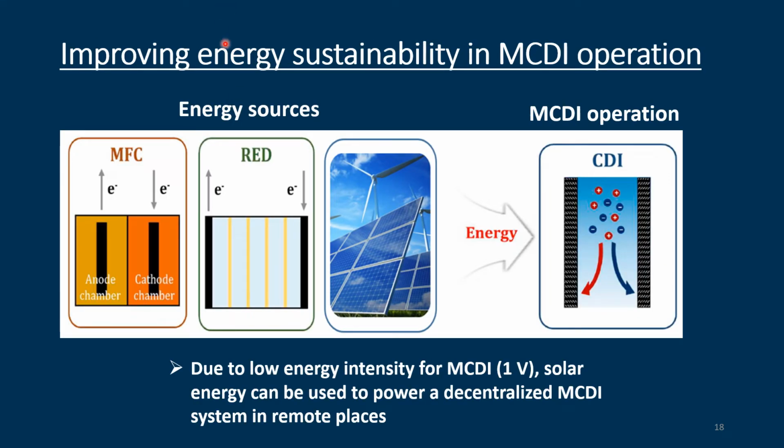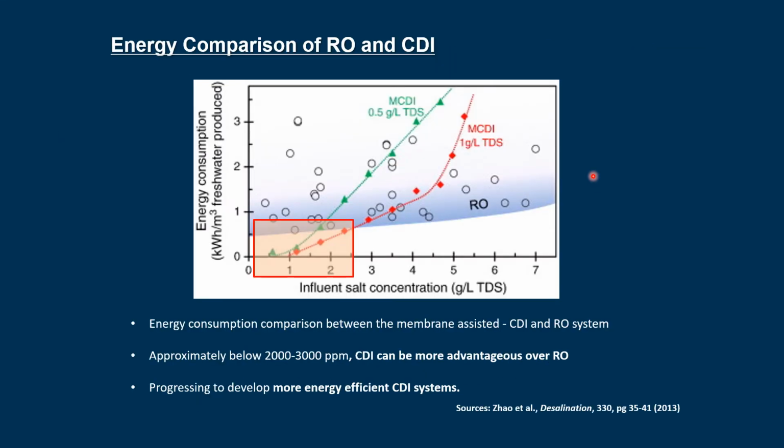Also, improving the energy sustainability in MCDI is due to the low energy intensity of MCDI. So solar energy can be used to power a decentralized MCDI system in remote places. So that's one of the merits to apply.